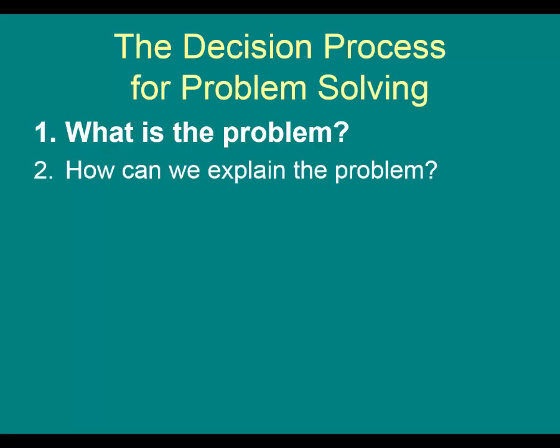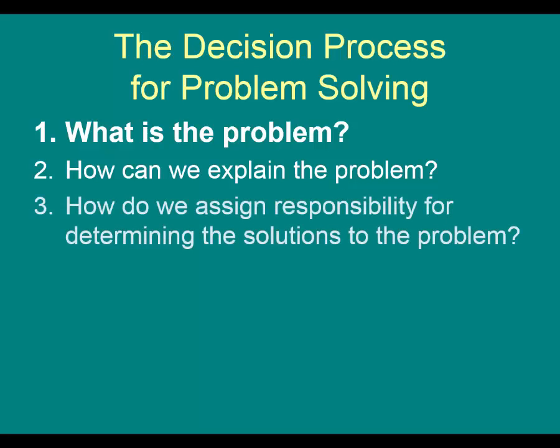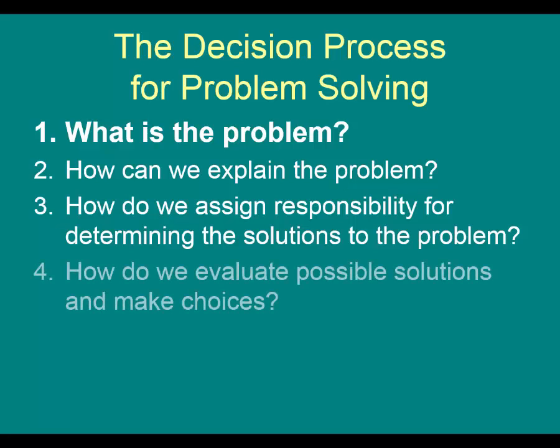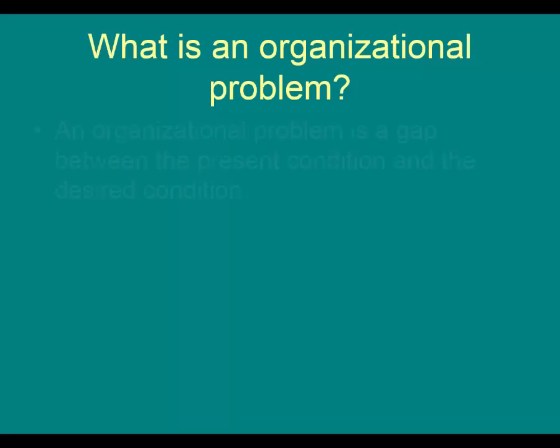But later we should talk about how can we explain the problem, then how can we assign responsibility for determining the solutions to the problem, and then how can we evaluate possible solutions to make choices. So these are the four major steps in the problem solving process that we'll talk about in the organizational unit of study presentations. This one is about the first one, what is the problem?